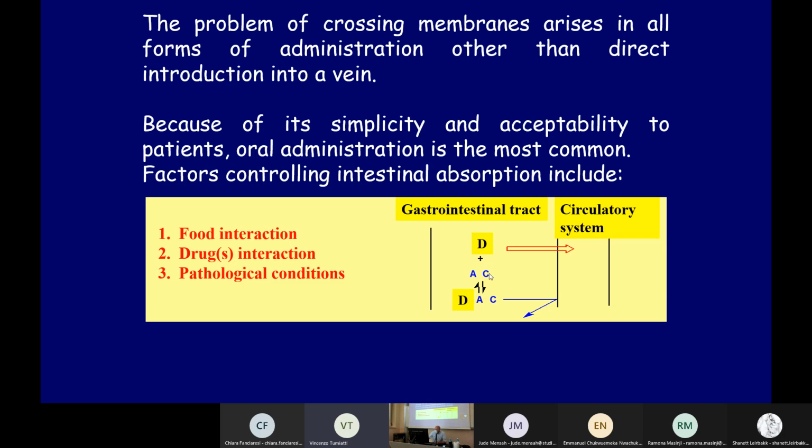Here you can see a drug which can react with the food. So you see you have another chemical entity which is not able to be absorbed.